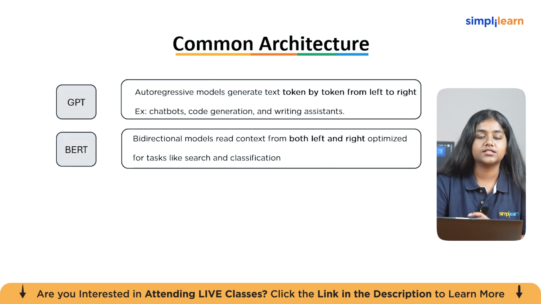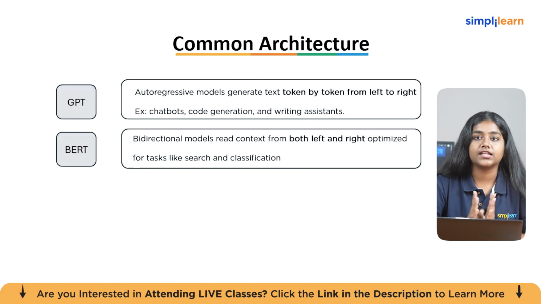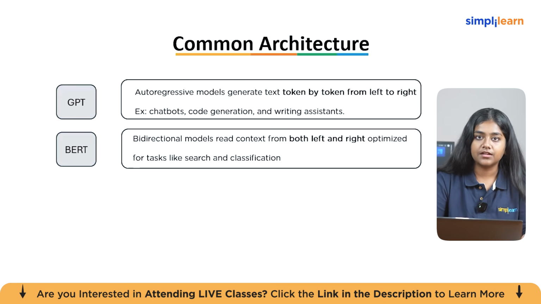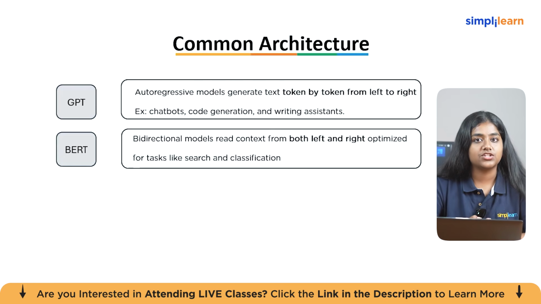Next, we have BERT. It is a different approach. It's an encoder optimized for understanding the text. It looks at a full sentence bidirectionally, so it can see context from both left and right. It is suitable for classification, question answering, and information retrieval. Google uses BERT to significantly improve the search quality.